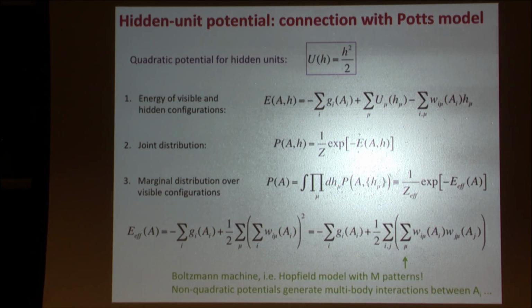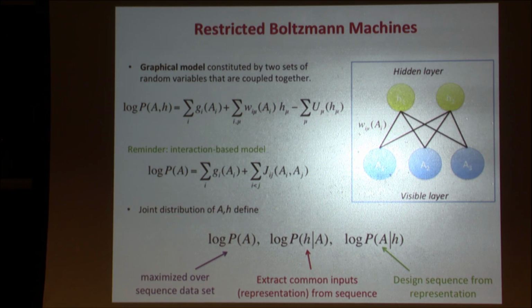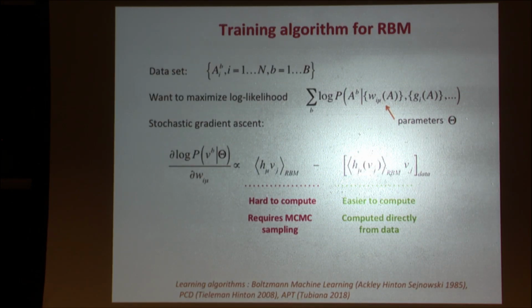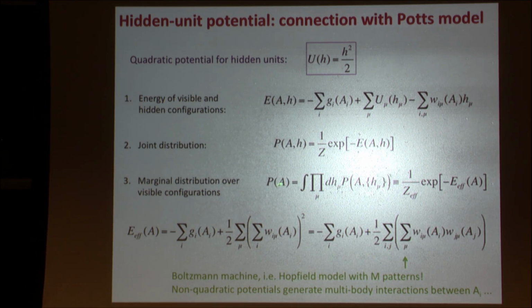One thing I would like to say briefly is that if you choose the hidden potential U of H to be a quadratic potential, then when you look at the marginal distribution you can compute it. You can integrate over the H's because it's just a Gaussian distribution, and you get exactly the Potts model. So this is a machine which includes the Potts model as a subcase.